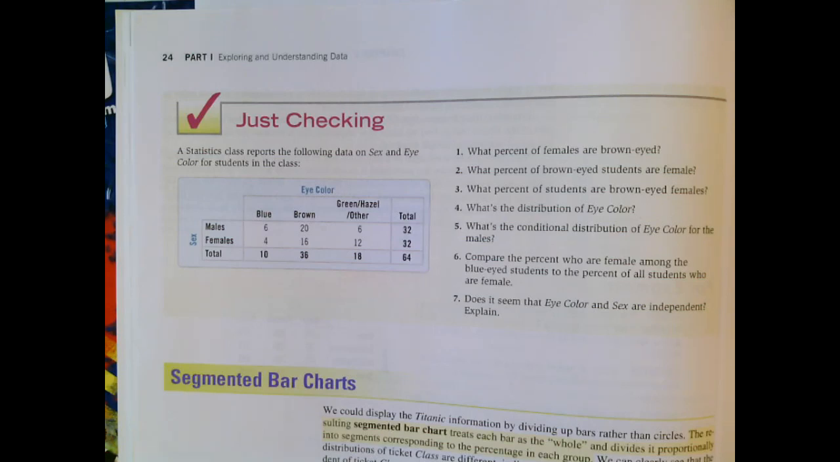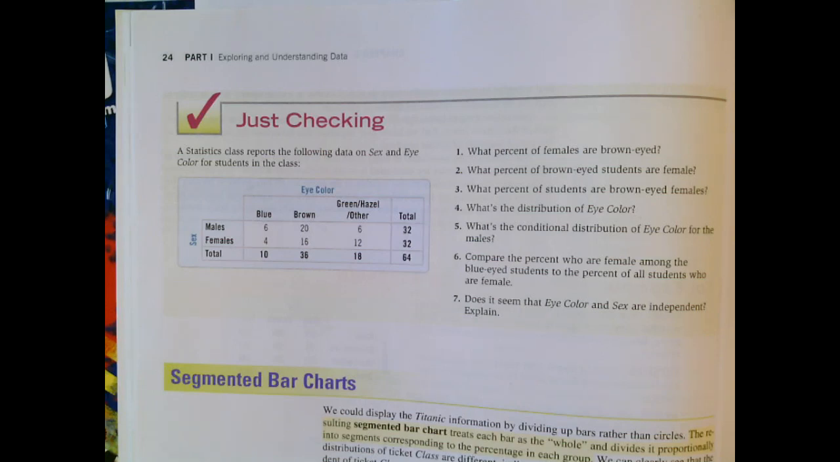So now we have to do all the percentages. So what do I have to do? 6 out of 32 for blue. Write that percent. 20 out of 32 for brown. Write that percent. And then 6 out of 32 for green, hazel, other. I'm going fast because we're short on time.